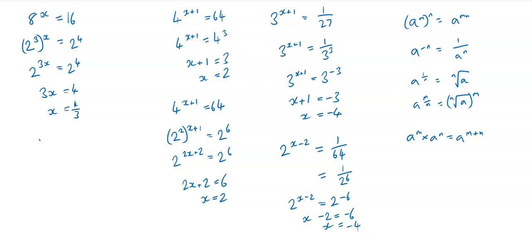What we're saying there is that 8 to the 4 over 3 equals 16. This means we take the cubic root of 8, which is 2, and then we raise it to the power of 4, giving us 16.